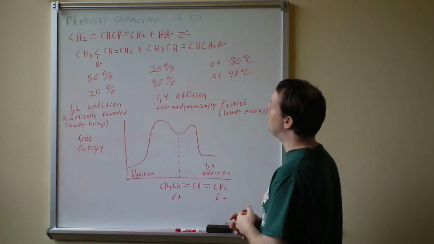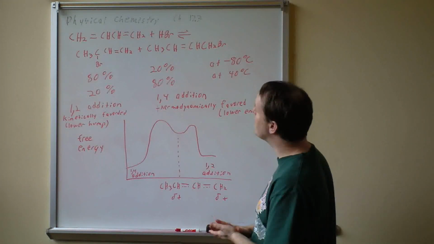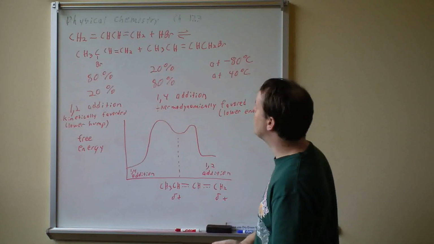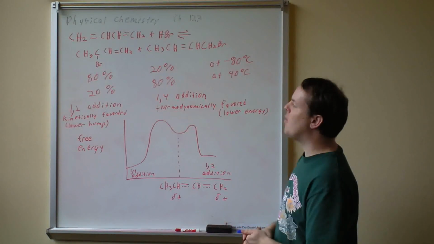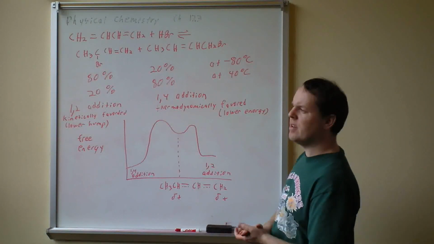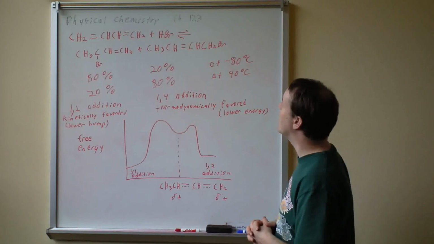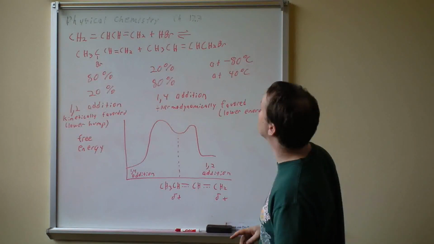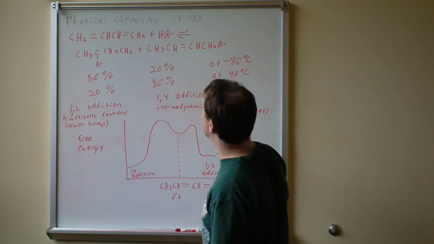Okay, continuing on physical chemistry, chapter 17, section 3. We're talking about two competing reactions. We've been talking about how a reaction can have one product that's kinetically favored and a different product that's thermodynamically favored. And you're probably wondering how in the world that's possible. So this is the slide to try to explain that.